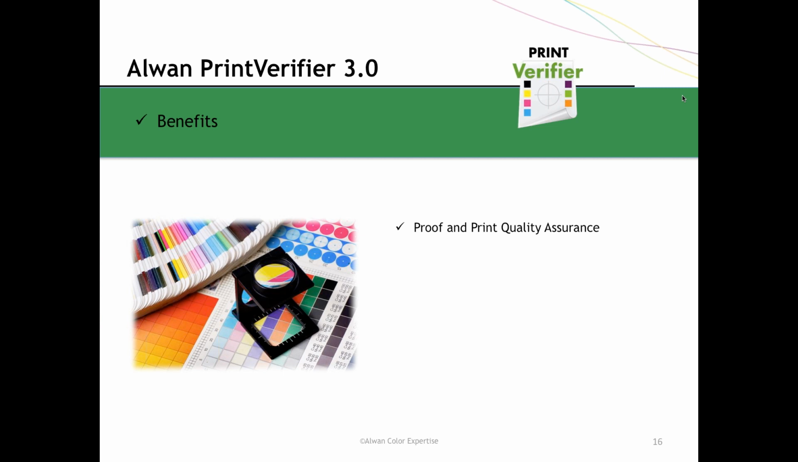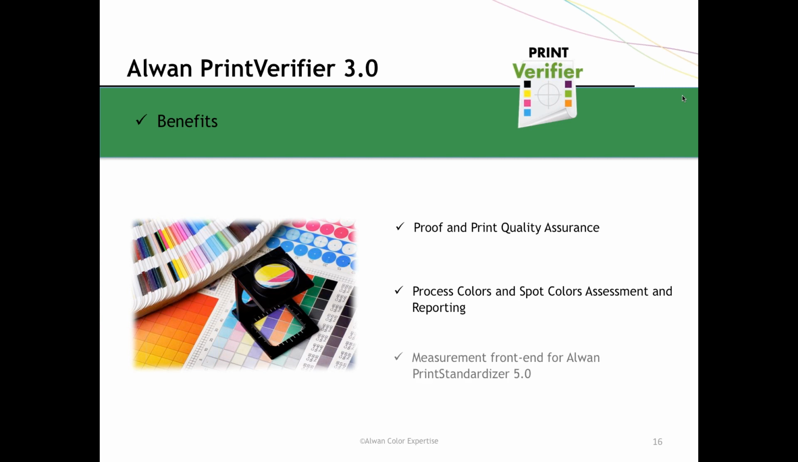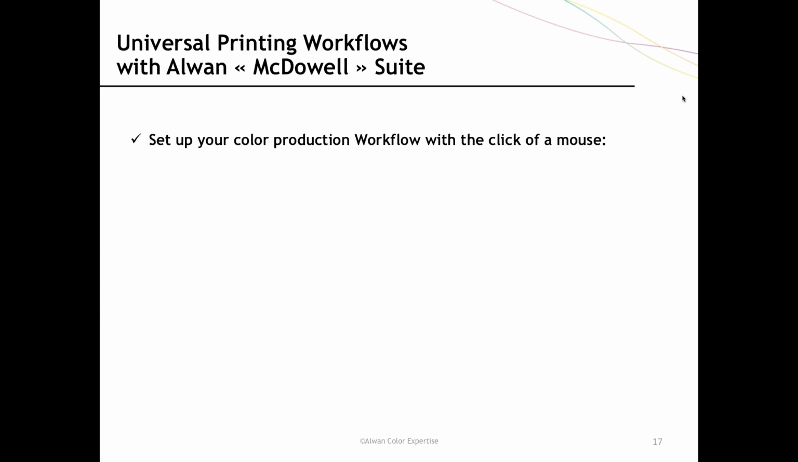Benefits of using Alwan PrintVerifier is you have one product for proof and printing quality assurance. Process colors and spot colors assessment and reporting can be done. So it's not only for CMYK printing, but also for spot color management and reporting. And you can use it as a front end for Alwan PrintStandardizer in order to have one product to do the quality assurance and the reporting to the internal system.